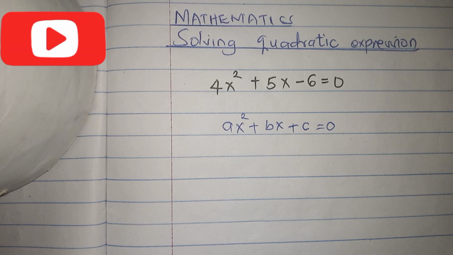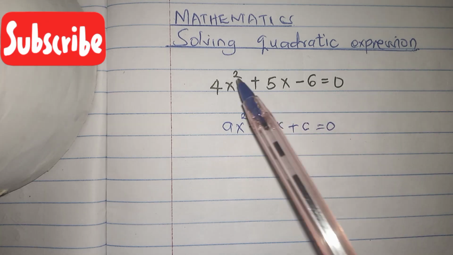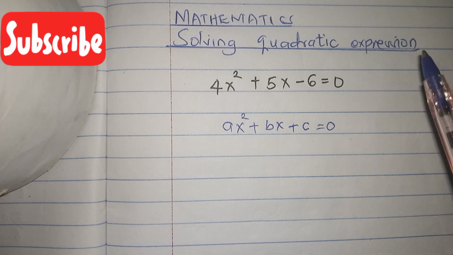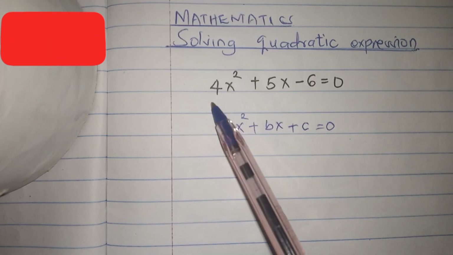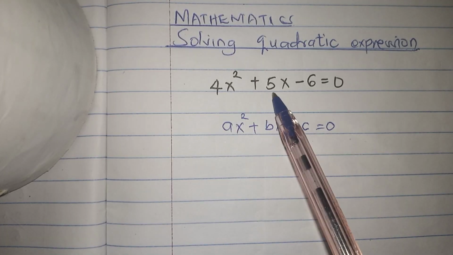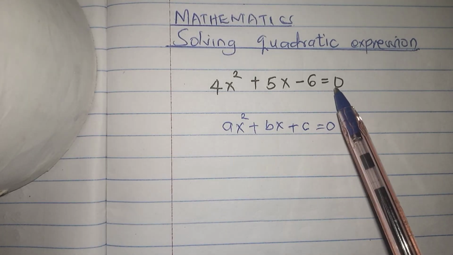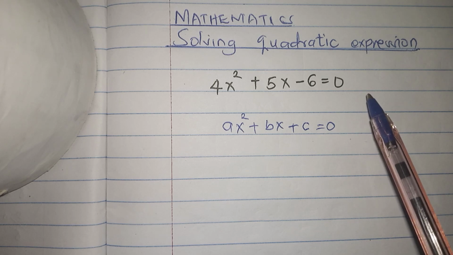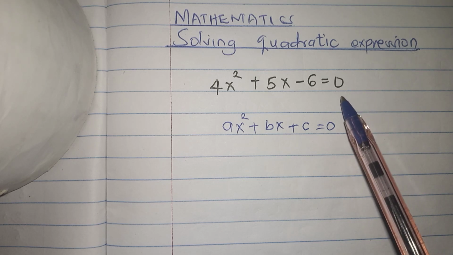Today I'm taking you through mathematics, and it's about solving quadratic expressions. So with me here I have an equation. It's a quadratic expression: 4x squared plus 5x minus 6 is equal to 0. This is my quadratic expression and I want to solve it.